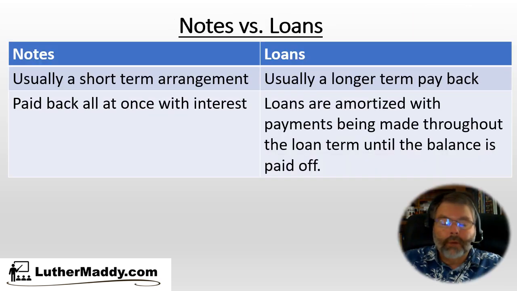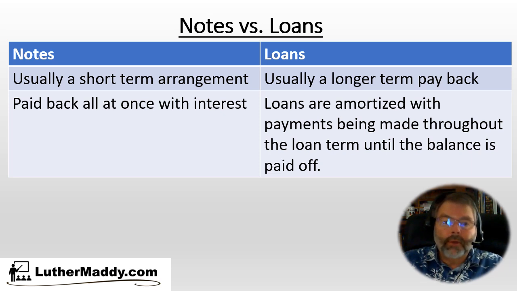All right, let's talk about notes and loans just a little bit here. Notes are used by businesses and they're typically shorter term than a loan. A note might be a 30-day note, a 60-day note, 90-day, 120, 180. But what happens in a note, there's only one payment. At the end of the expiration period, the business has to pay back the amount they borrowed plus the interest all in just one payment.